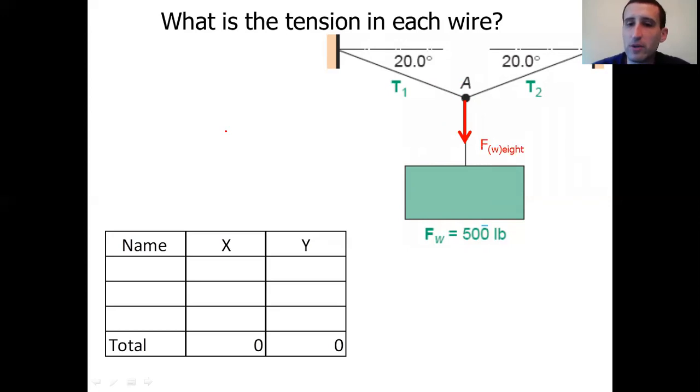And again, we're going to start with the box. The box has a weight pulling straight down, 500 pounds. That's easy. It's negative 500 in the y direction, nothing in the x direction. We're going to call that the force of weight again. Then we've got T1. T1 is pulling up and to the left.